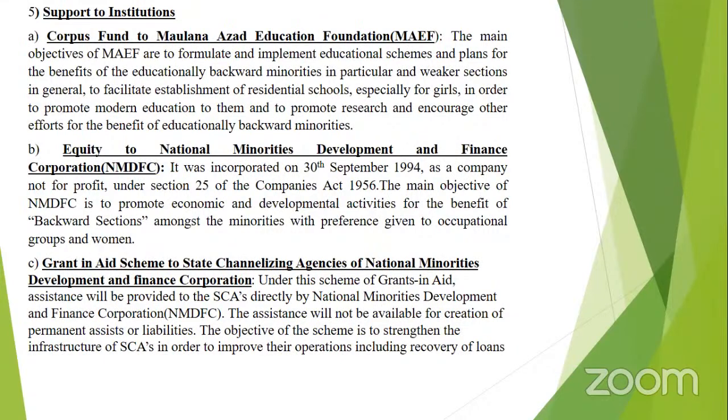C is Grant-in-Aid Scheme to State Channelizing Agencies of National Minorities Development and Finance Corporation. Under this scheme, grant-in-aid assistance will be provided to the SCAs directly by the National Minorities Development and Finance Corporation. The main objective of this scheme is to strengthen the infrastructure of SCAs in order to improve their operations, including recovery of loans.